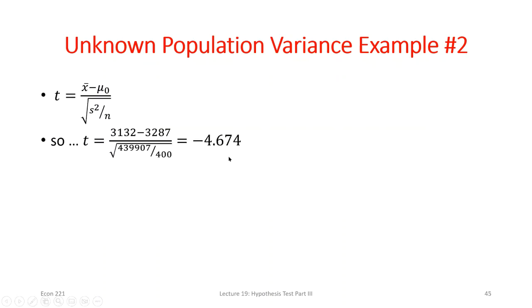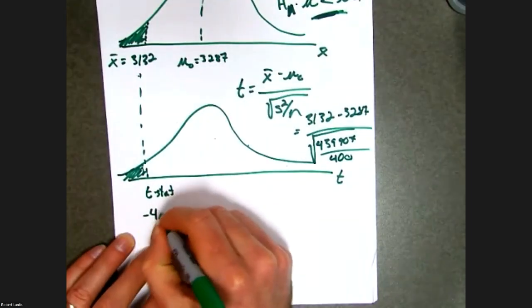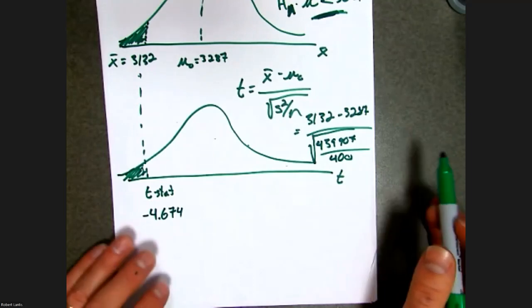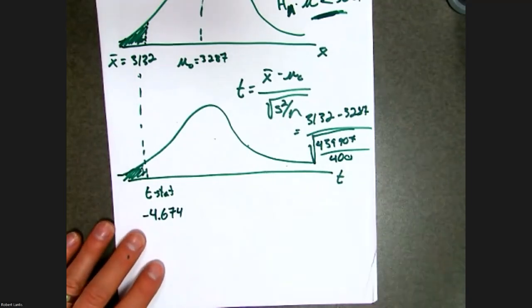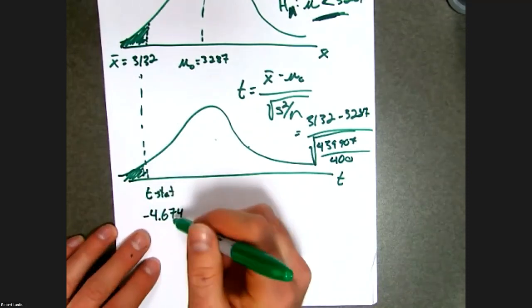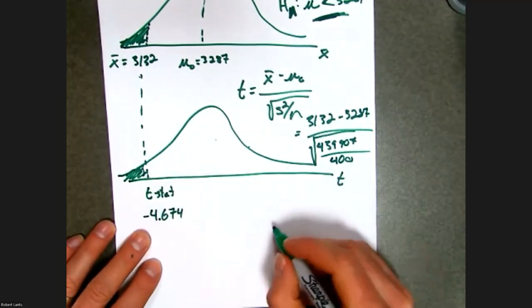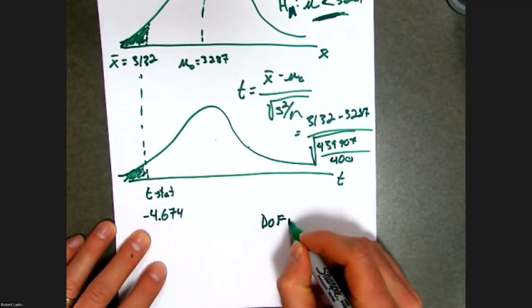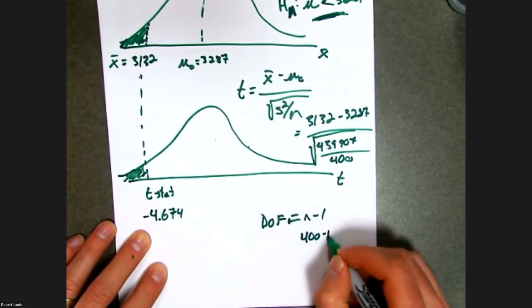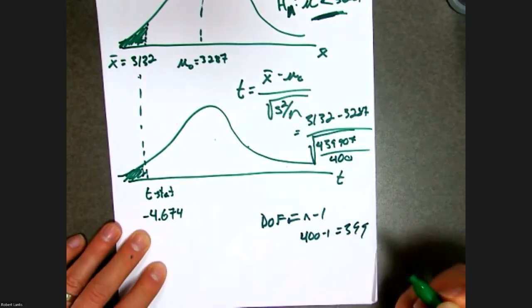We should get -4.6, right? So -4.674, okay? I'm going to give you a slightly more interesting test statistic. So this is what it would work out to be. This test statistic is so large, right? And our degrees of freedom here would be what? N minus one, so 400 minus one, or 399, right?